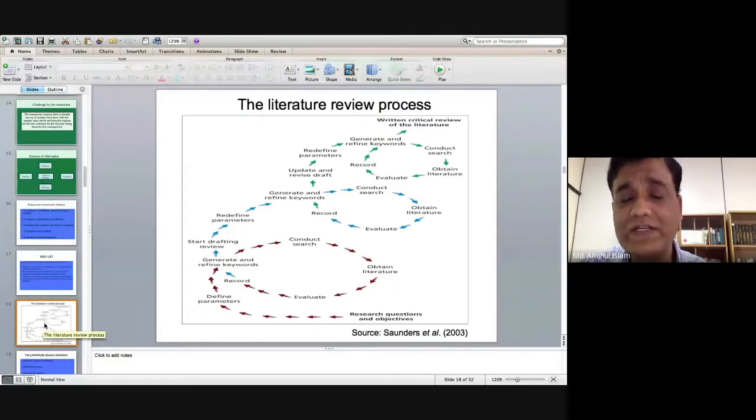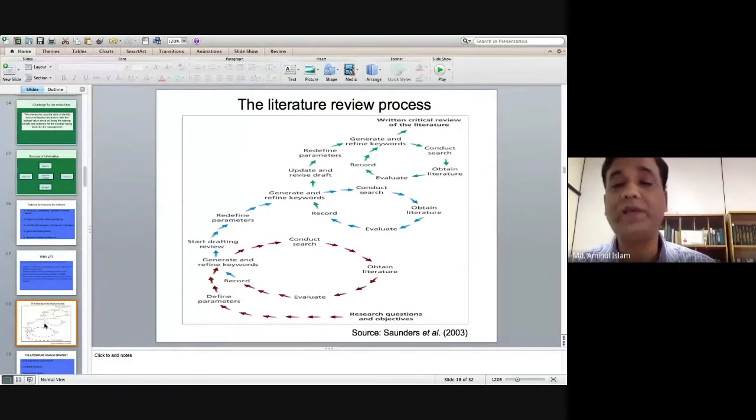This is what Saunders et al. have suggested for how the literature review process should be conducted. So it starts with research question and research objective, as you can see on the screen. As you know, research is only conducted when we have a research problem in hand. We have to identify, review, and then define the research problem correctly. Once we have that, the research problem will be translated into a few research questions or research objectives.